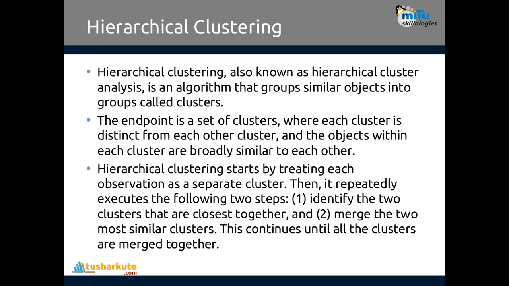Hierarchical clustering, also known as hierarchical cluster analysis, is an algorithm that groups similar objects into groups called clusters. The endpoint is a set of clusters where each cluster is distinct from each other cluster, and objects within each cluster are broadly similar to each other. Hierarchical clustering starts by treating each observation as a separate cluster. Then it repeatedly executes two steps: identify the two clusters which are closest together, and merge the two most similar clusters together. It continues this until all the clusters are merged together.